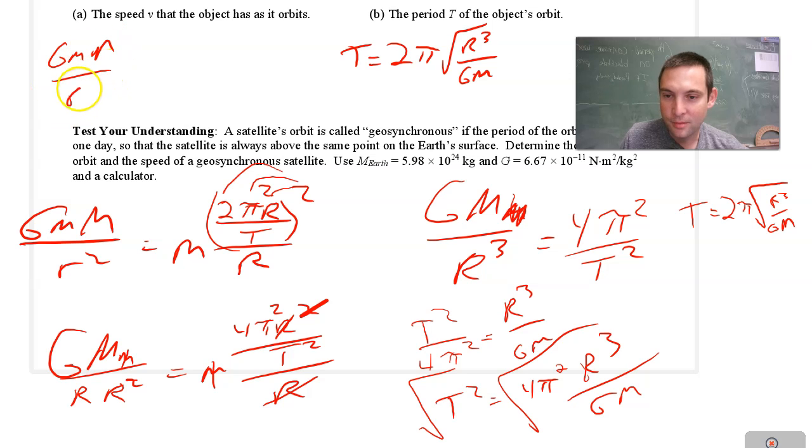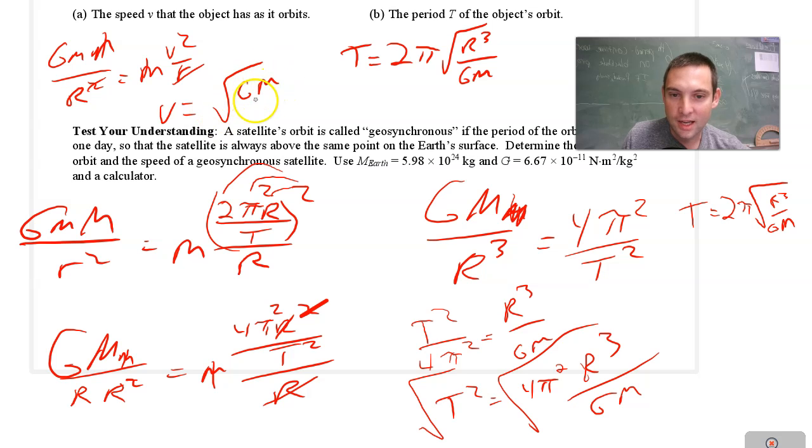GMm over r squared equals m times v squared over r. This is a lot less labor intensive here because I'm going to multiply each side by r, so that r is going to go away, that r is going to go away, divide by m, that m is going to go away, and v is going to be the square root of GM over r. There you go.